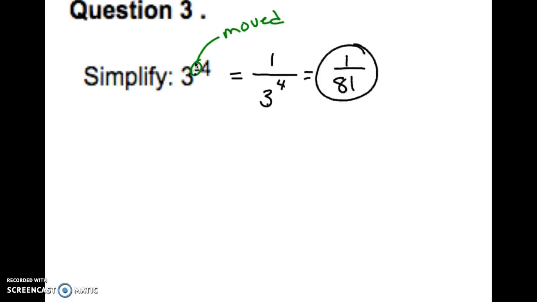When we have negative exponents, that means that they need to be moved. It doesn't mean the number out front is going to be negative. It just means to get rid of the negative, we're going to have to put it in the bottom of a fraction. 3 to the 4th would be in the bottom. To hold it down there, we just need a 1 up top. And 3 to the 4th is 81.